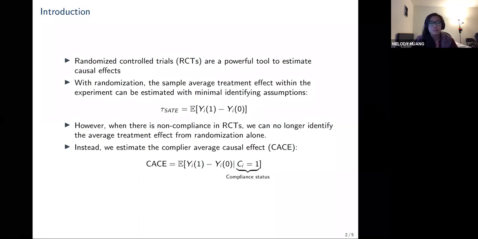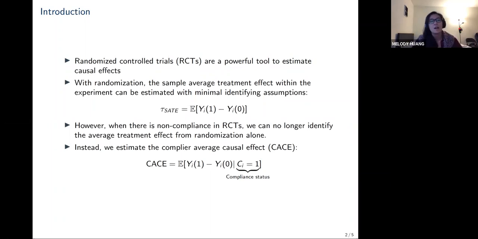Whenever there is non-compliance, which is what we call it when units assigned to treatment don't necessarily take the treatment, we can no longer identify the average treatment effect from randomization alone. That's because there tends to be a confounding effect from those who comply, and the compliance status of an individual will affect the outcome.